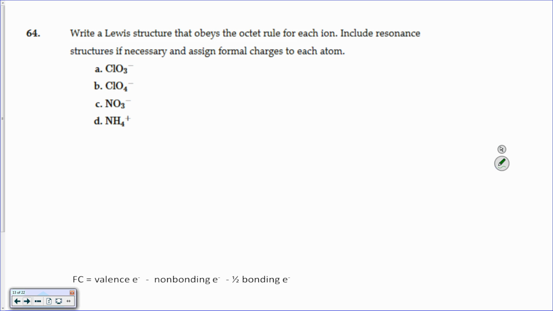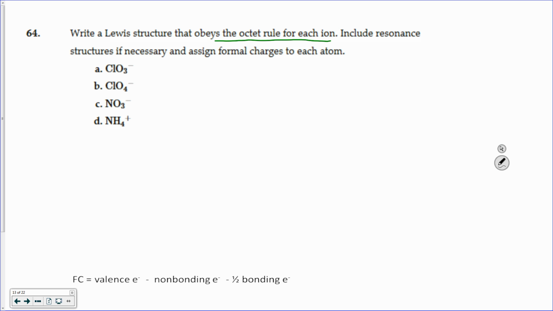Okay? All right, so now what I want to do is start writing ones that fulfill the octet rule. And this is going to be the challenge on some of these. And then if it has resonances available, I want to use formal charges on each of the atoms to find out which one is the most probable structure. Okay, so let's do a couple of these guys.